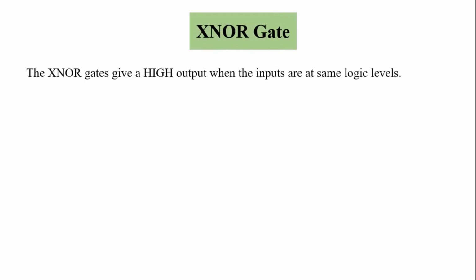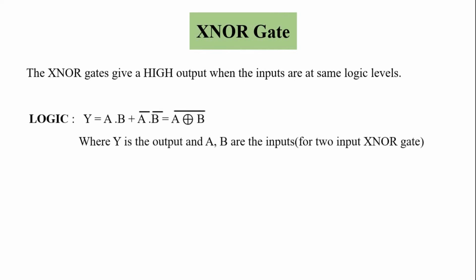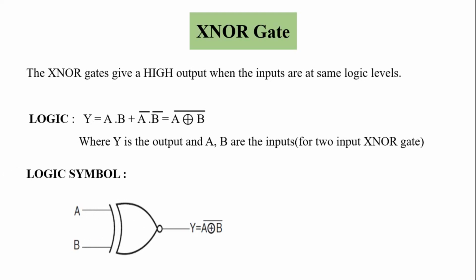Now we will see XNOR gate. The XNOR gate gives a high output when the inputs are at the same logic levels. Logic of two input XNOR gate: Y equal to A dot B plus A bar dot B bar, equal to A XOR B whole bar, where Y is the output and A, B are two inputs. Logic symbol of two input XNOR gate looks like this.